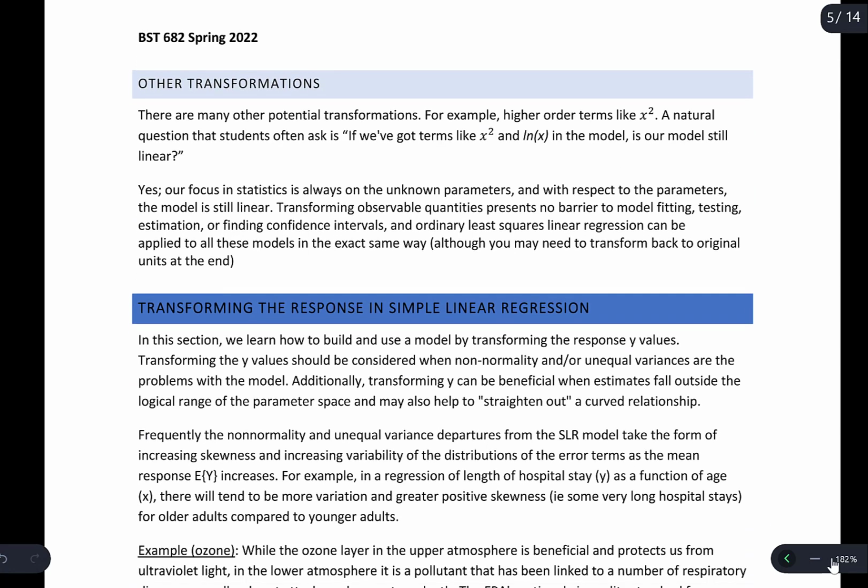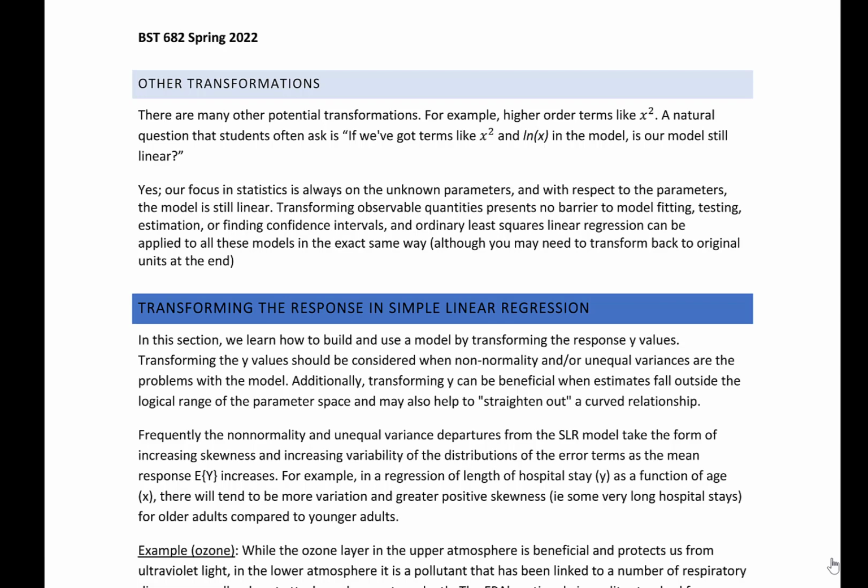All right, so what are some other transformations that you could take? There are lots of other ones. You can do higher order terms like x squared, and you saw those in the linear regression course. And so a question that often gets asked is, if we start including terms like x squared and the ln of x, is our model still linear? Because we were talking about linear models here.